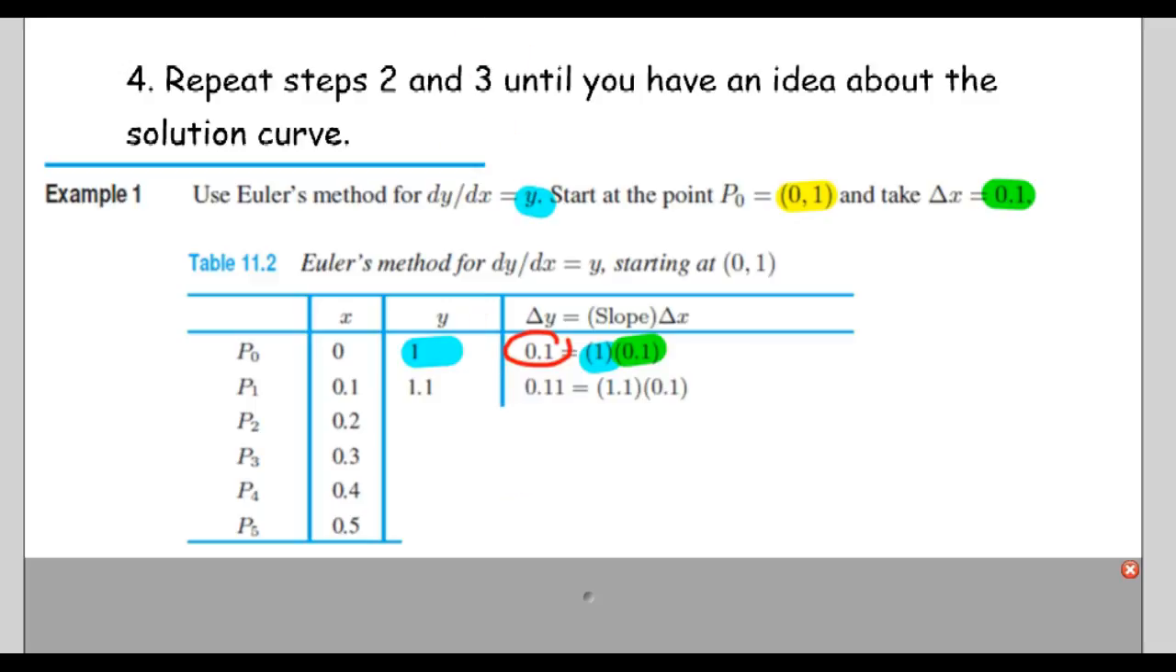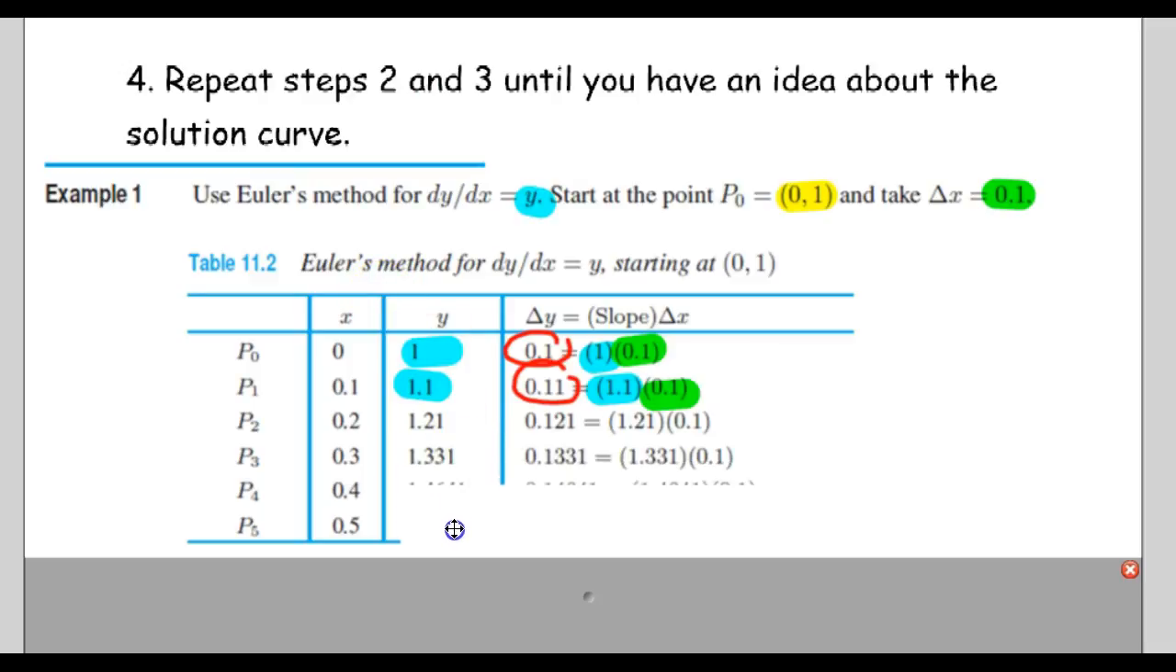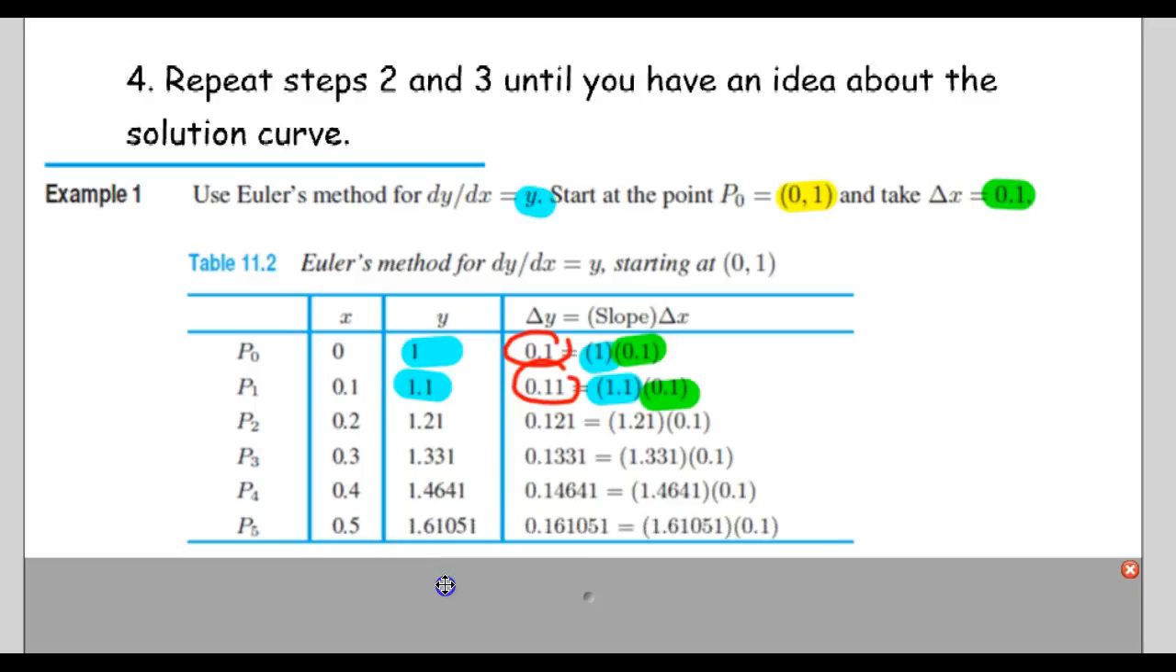And we go through the same process to get to the next point. Since 1.1 is our new y value, we multiply that times our delta x, and we get a new delta y, which is going to be 0.11, and we add that to the previous y value, 1.1, and we end up with 1.21. And so we go through this process over and over and over again to get new y values using the slope of the tangent line and the delta x.